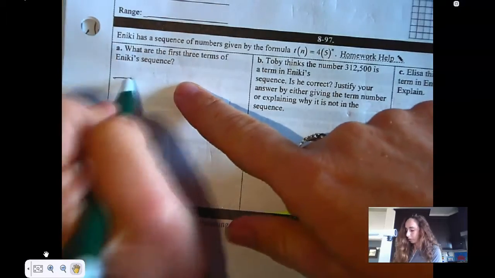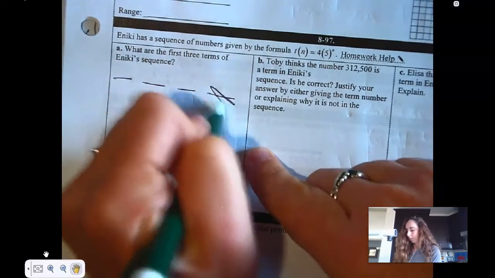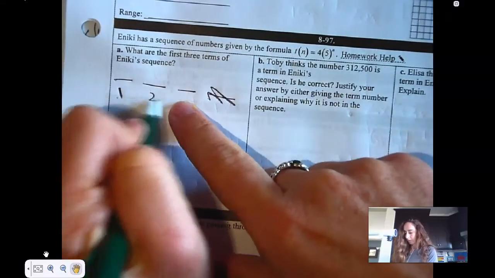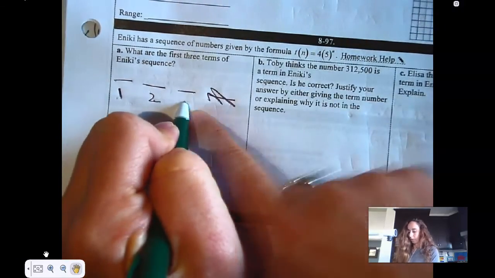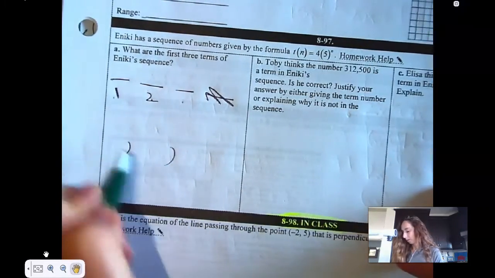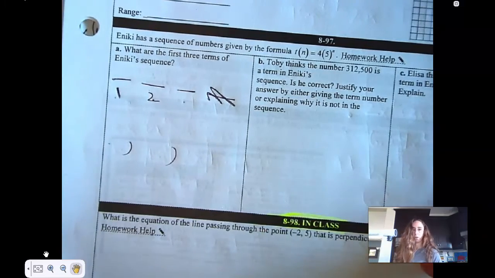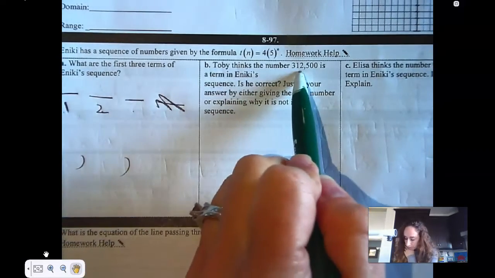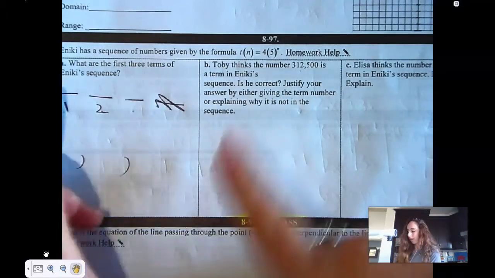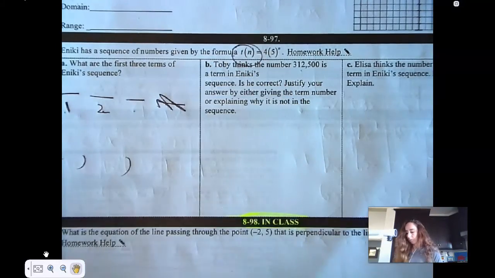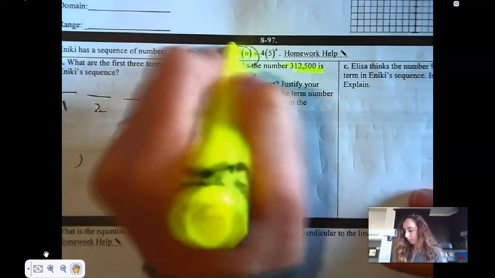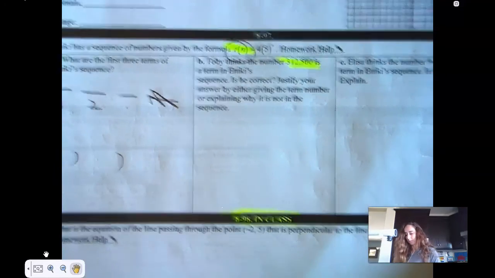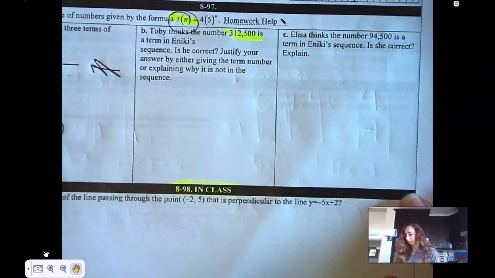It's just a list of numbers. Okay, they want the first 3 terms. So if I want the first term, plug in 1. If they want the second term, plug in 2. If they want the third term, plug in 3, and then put commas and list those 3 numbers and you're good. Okay, they think now this time this is a term in the sequence, so they think that that is your t sub n. What they want you to do is take this, plug it in, and solve, and you may have to use logs. Okay, same thing here with the 94,500.